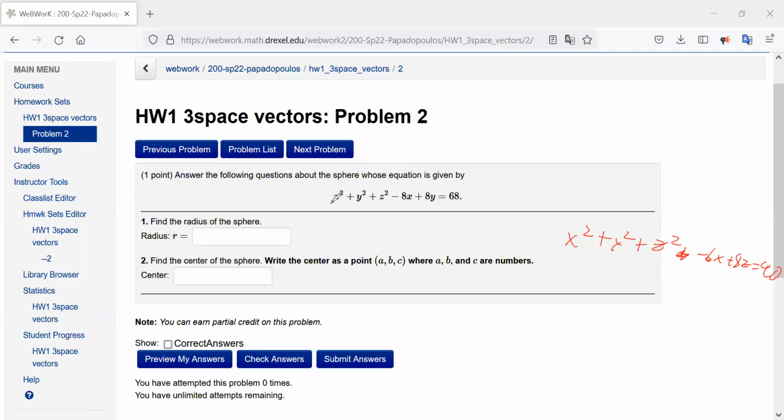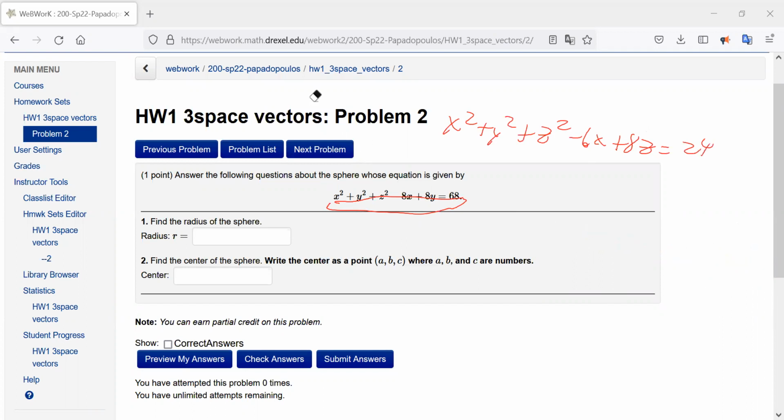Okay, so again, I'm going to have to change our constants, change our values a little bit. Sorry, this should be 24. So instead, we're going to do x squared plus y squared plus z squared minus 6x plus 8z is equal to 24. And how are we going to do this? Well, we're going to start off by completing the square.